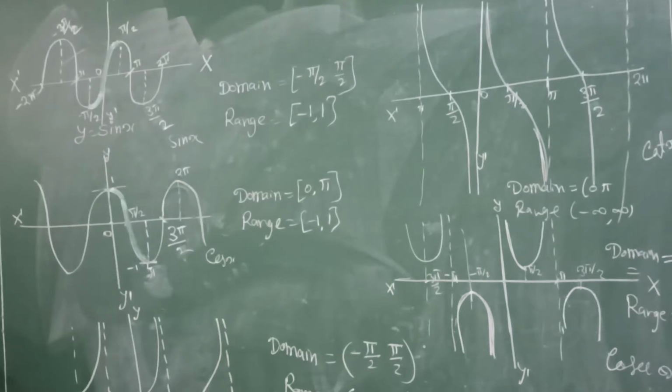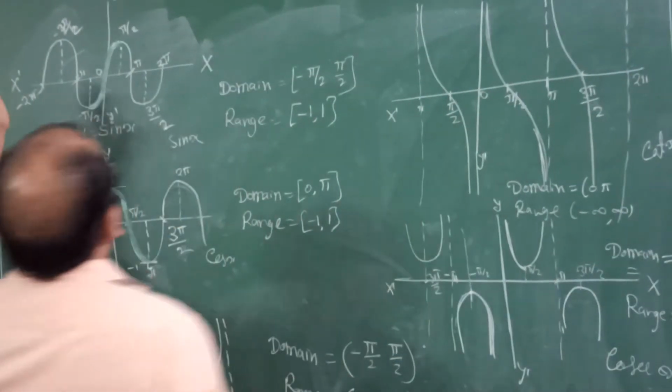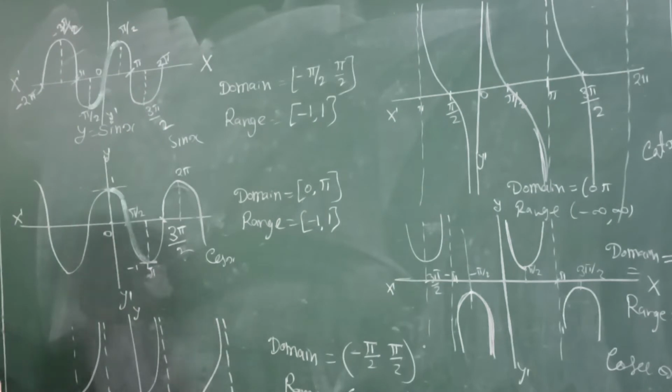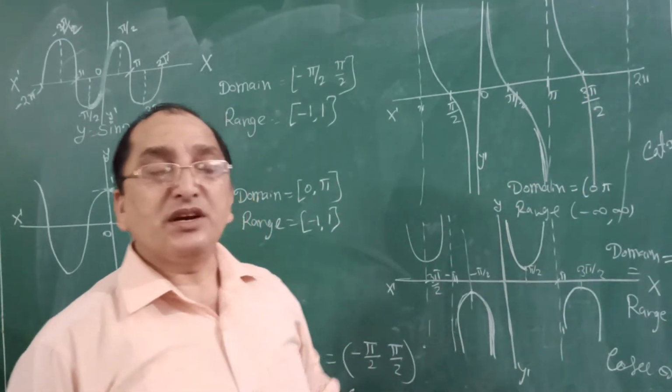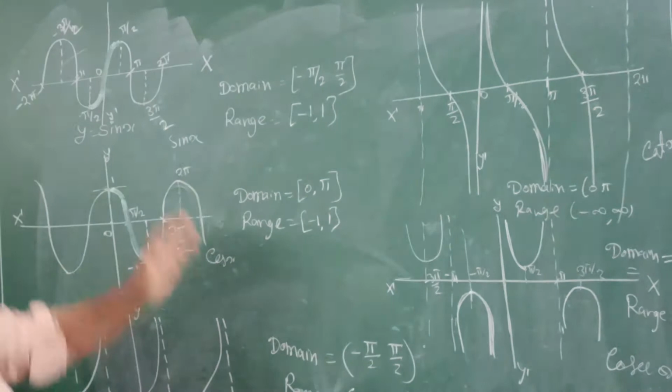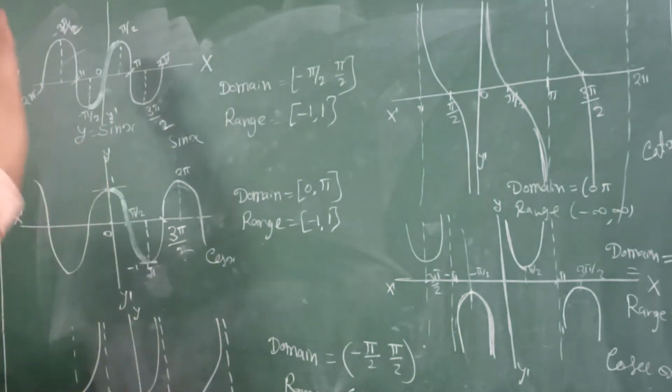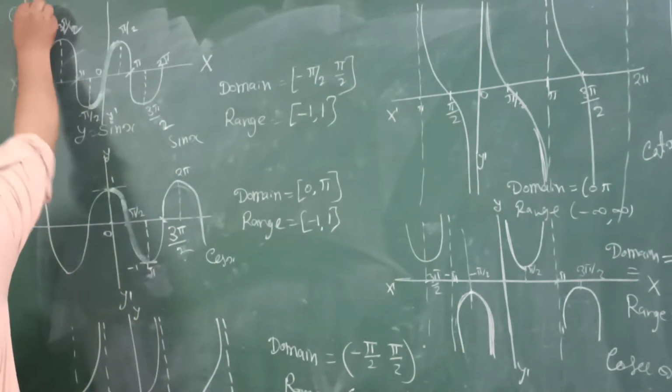Okay, class 11th. Today we will check all these graphs of trigonometry: sine, cos, tan, cot, sec and cosec. All 6 graphs we have prepared on the board. Now see this, class 11th.